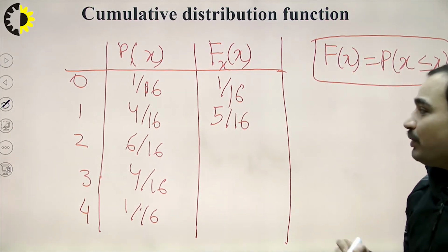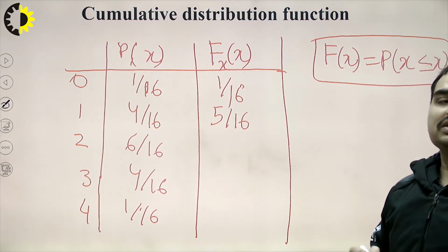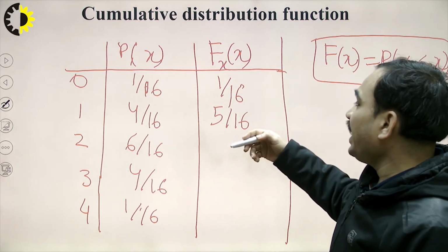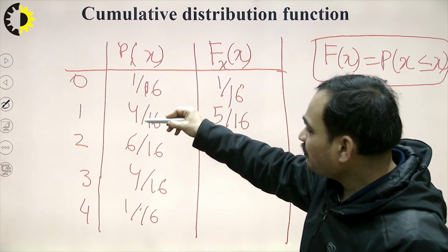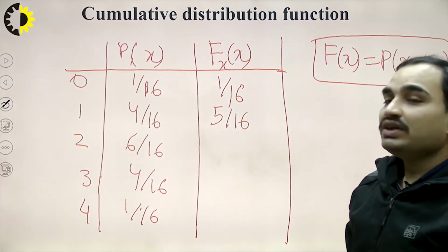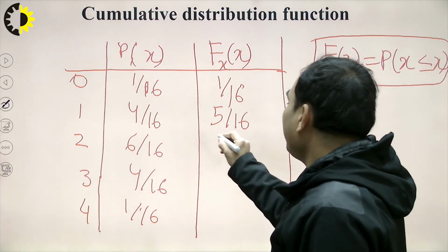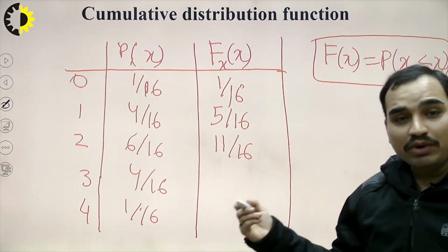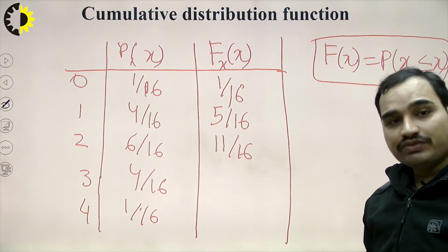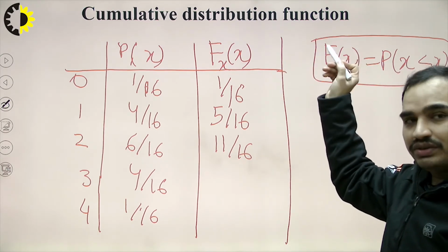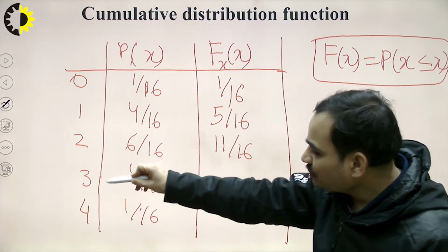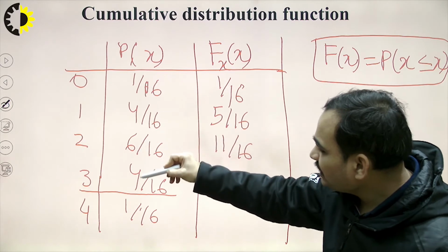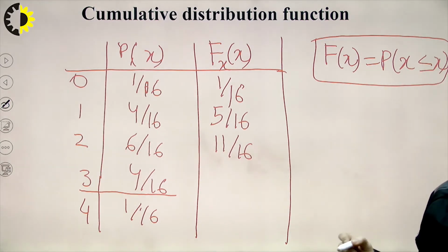Similarly, for number of heads equals 2, there are 6 possible outcomes, that is probability is 6 by 16. So, for the cumulative distribution function, we have to add these 3, 1, 4 and 6, that is 11. So, we have 11 by 16. Next is when number of heads equals 3. Possible outcomes are 4, but for the cumulative distribution function, we have to add up to 3. So when we add 1, 4, 6 and 4, we have 15 by 16.